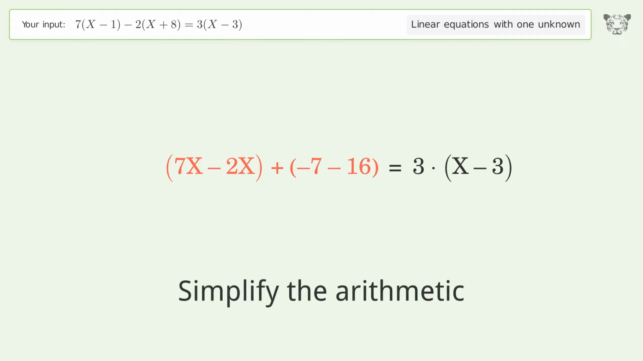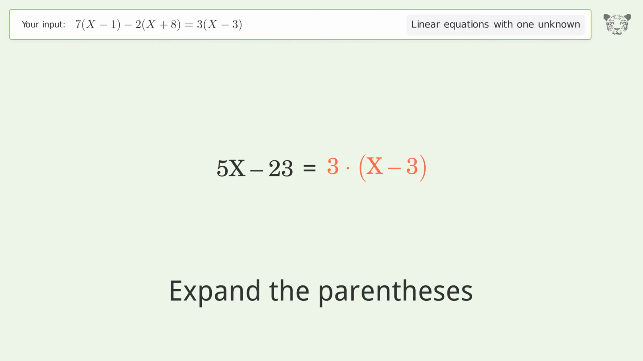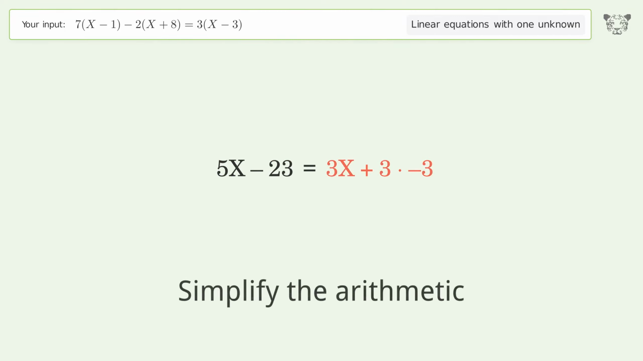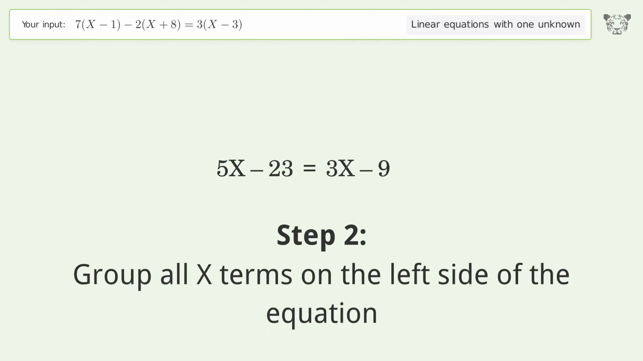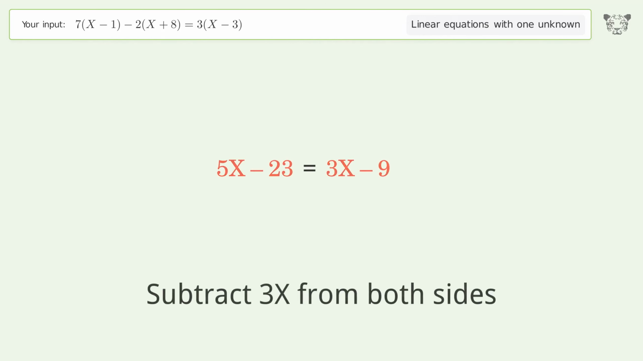Simplify the arithmetic. Expand the parentheses. Simplify the arithmetic. Group all x terms on the left side of the equation. Subtract 3x from both sides.